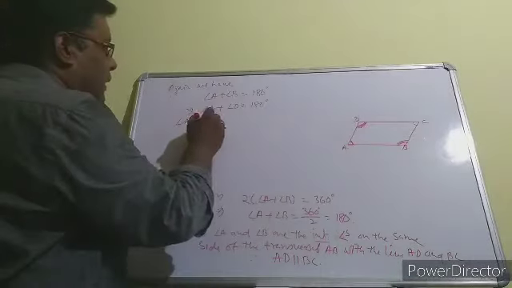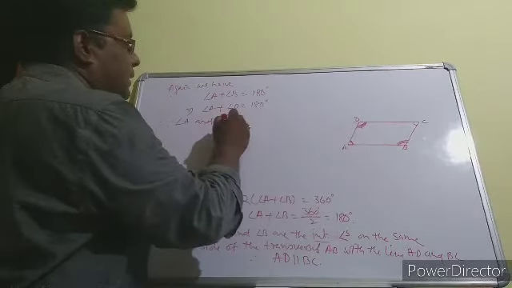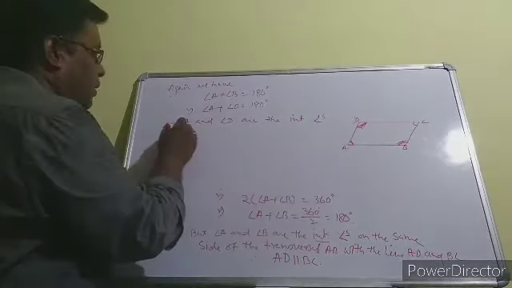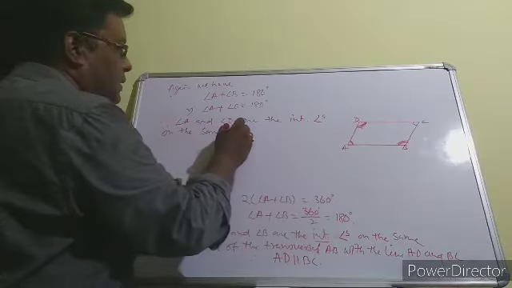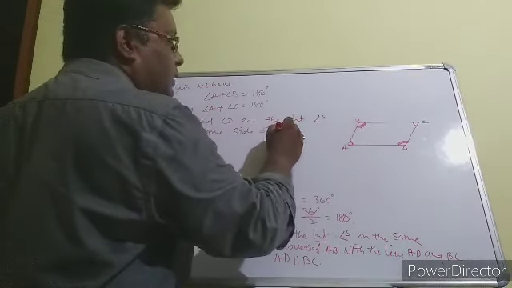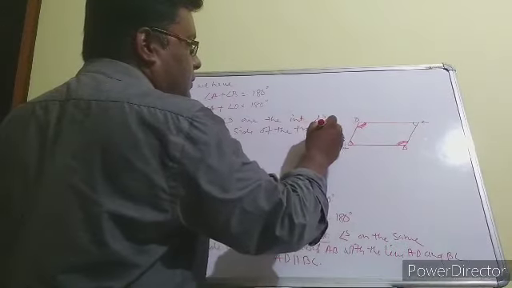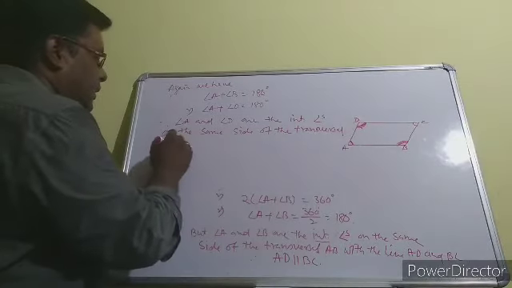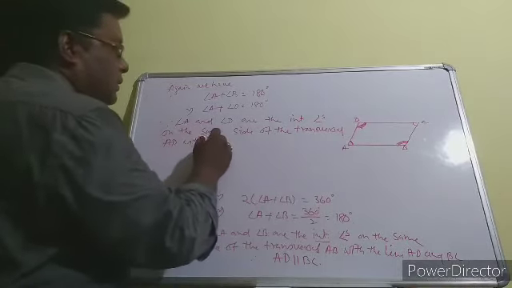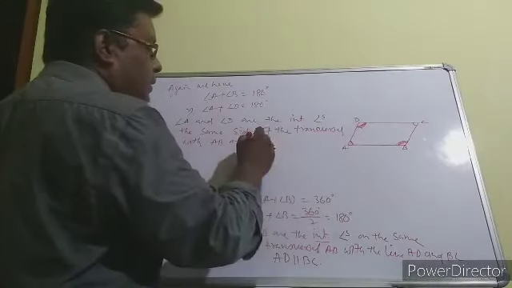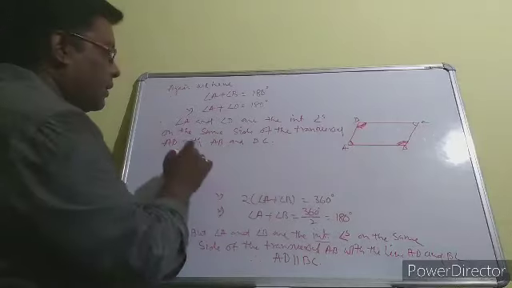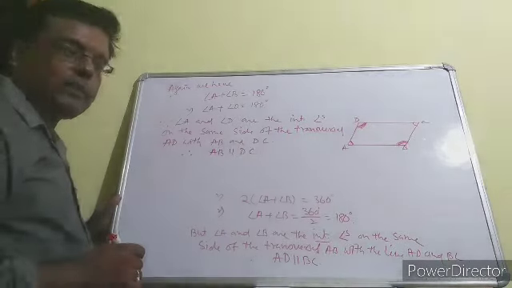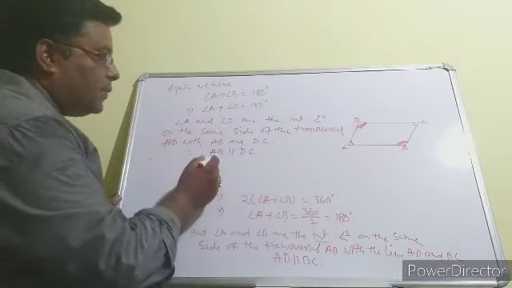Since angle A and angle D are the interior angles on the same side of the transversal. Here, which is the transversal? AD is the transversal, transversal AD with AB and DC. Therefore, AB is parallel to DC. That is, we get AD is parallel to BC and AB is parallel to DC.